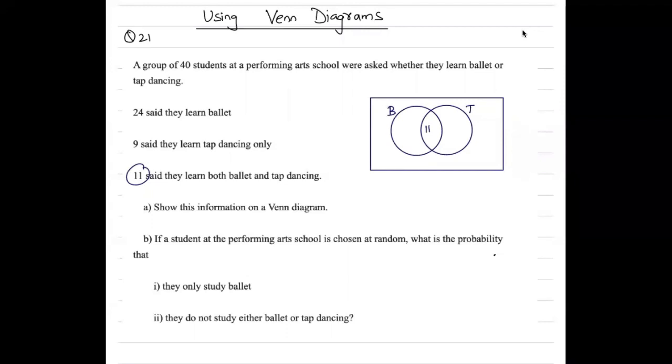20 in total, 24 learned ballet dancing. So 24 minus 11 is going to give you 13. Okay, 9 said they learned tap dancing only. So that's where 9 comes in.